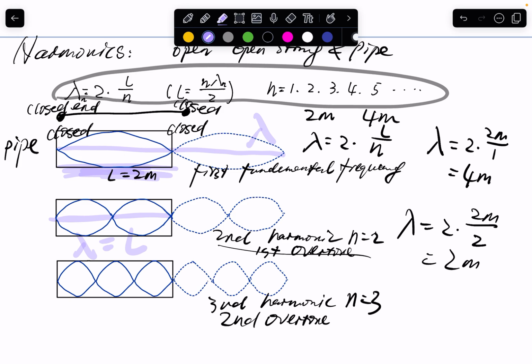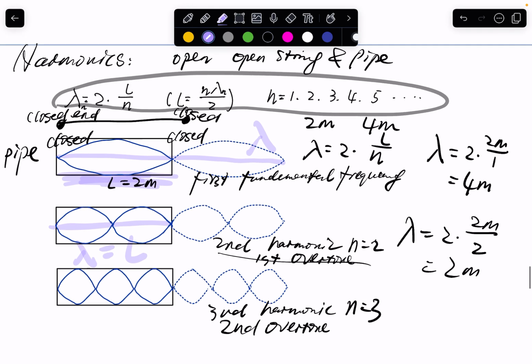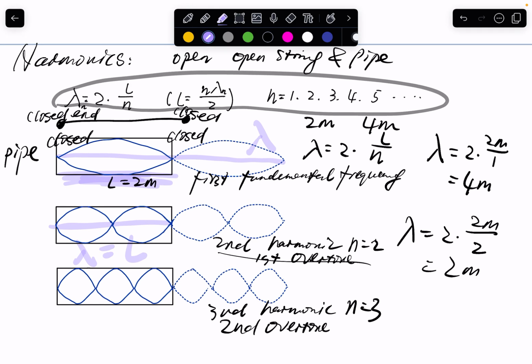It also applies to string, just to emphasize that again, because a lot of musical instruments are closed string, not pipe. If the question gets trickier and doesn't explicitly tell you the length of the pipe but tells you the wavelength of the second harmonic, then you will know the length of the pipe is 2 meters. Then you can use that length to calculate the wavelength for the first, third, and fourth harmonics. So let's do another one.